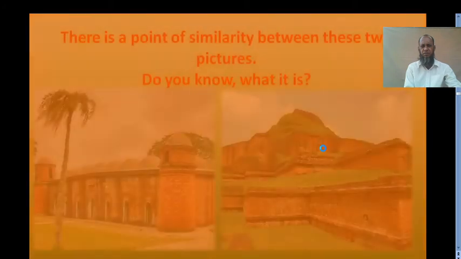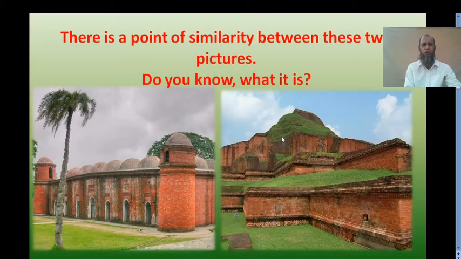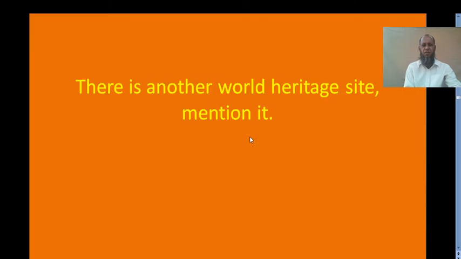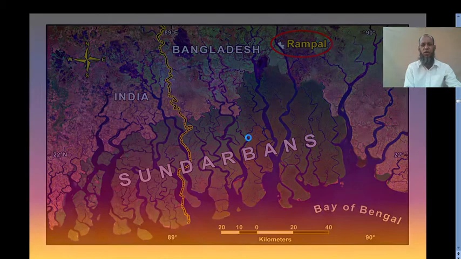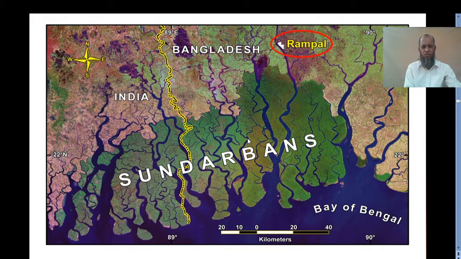And there is a point of similarity between these two pictures. Do you know what it is? What is the similarity? Think. And I am helping you to understand the similarity between these two places. These two pictures are of World Heritage Sites of Bangladesh.